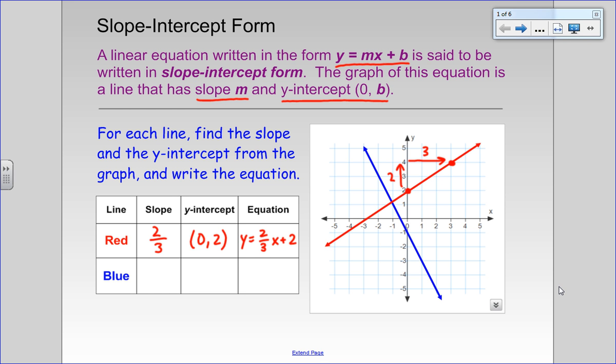Now let's look at the blue line. Once again, we can identify 2 points on the line, (-1, 1) and (0, -1). And then note that the rise in this case is -2, since the line is sloping downward from left to right. And we have a run of 1. So the slope of the blue line is -2. The y-intercept is (0, -1). So its equation in slope-intercept form is y equals -2x plus -1, or simply y equals -2x minus 1.